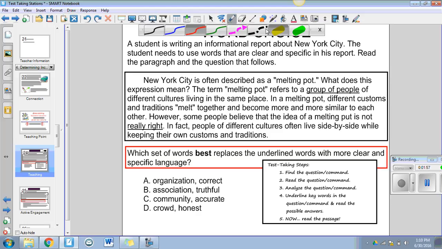My fourth step is to underline keywords in the question. I'm going to underline the word best because it is bold. Also, replaces the underlined words with more clear and specific language. What I'm now going to do is go back to the passage for the fifth step, and I'm going to look at the underlined words.